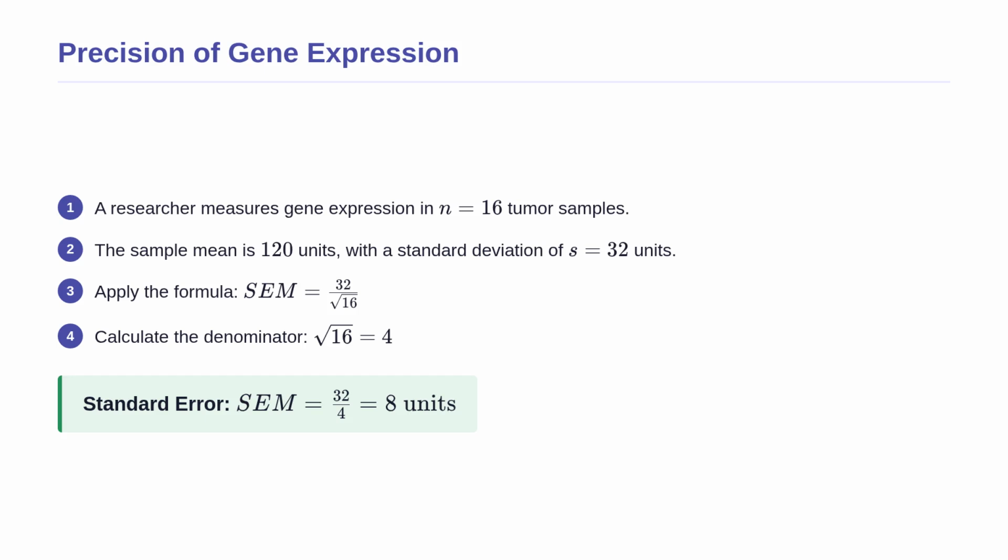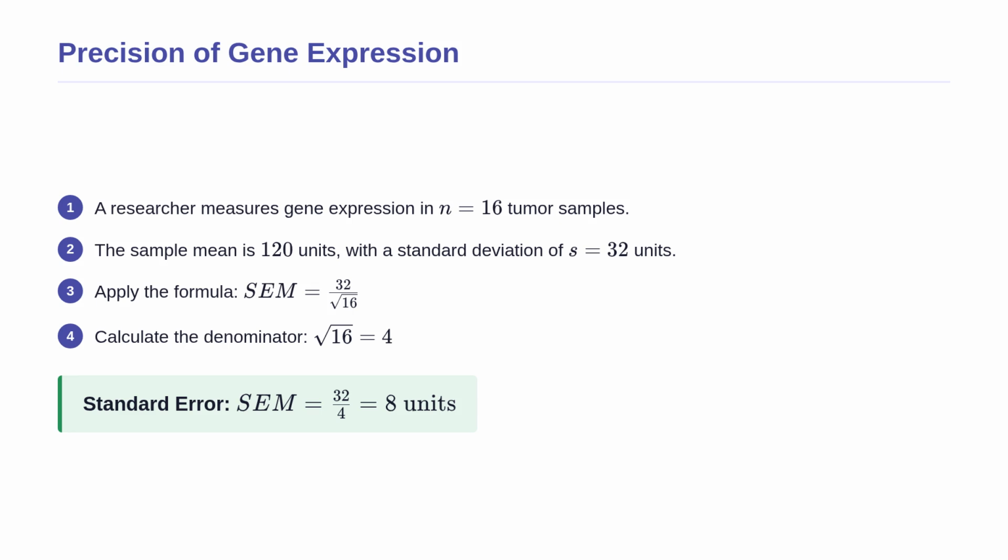Let us apply this to a real scenario. A researcher measures the expression level of a specific gene in 16 different tumor samples. The sample mean is 120 units, and the standard deviation is 32 units. We want to know the precision of this average. We take our standard deviation of 32 and divide it by the square root of our sample size, 16. The square root of 16 is exactly 4. Dividing 32 by 4 gives us a standard error of 8 units.